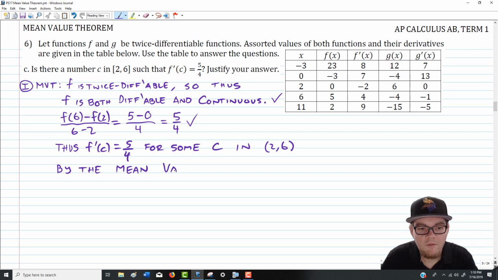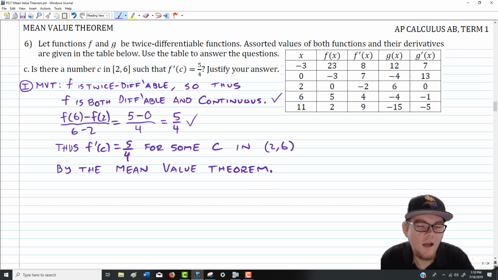So again, that moved really fast, but taking a step back for just a second to re-explain what we were doing. Again, this was kind of speculative. This was taking context into account and realizing, hey, this is the problem set we're on. This must be what we're doing. They asked us about whether there was a particular number in the interval from 2 to 6 where f prime of c equals 5/4. Our job was then to verify that the mean value theorem applied by explicitly mentioning differentiability and continuity and where they came from.